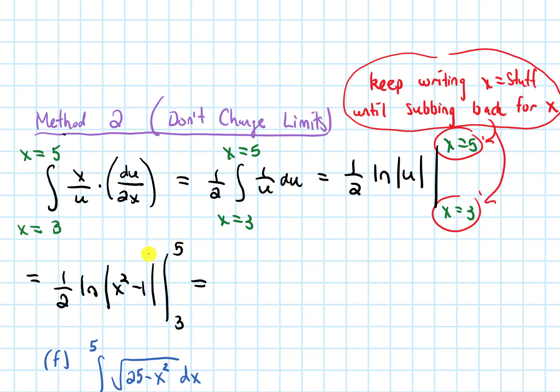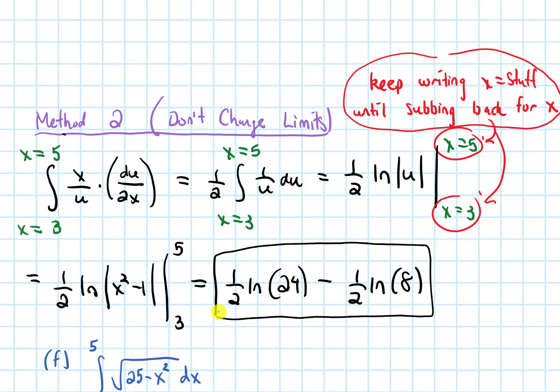All right, so if I plug in 5, I'll get 1/2 ln 24, and I don't need the absolute values because this is positive. And then minus 1/2 ln. When I plug in 3, I'll get 8. And that's positive, so I don't need the absolute values. So we get the same answer this way.